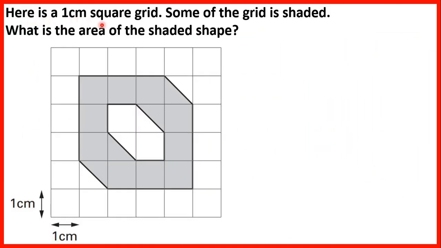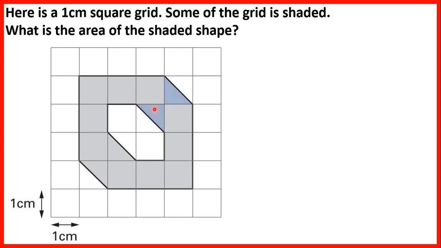Here is a 1 centimetre square grid. Some of the grid is shaded. What is the area of the shaded shape? Now the area is just how much stuff there is inside a shape, and because it's drawn on a square grid, we can find the area just by counting squares. But this question is a little bit more confusing because we have some squares that are half shaded.